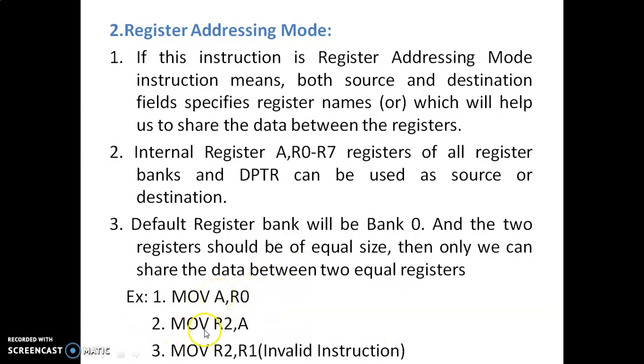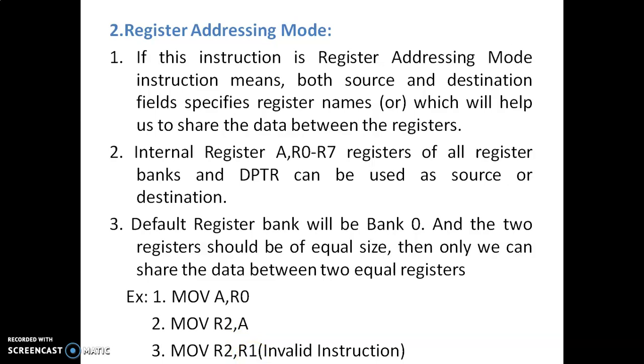Similarly, coming to the next one, we have taken MOV R2, A. This R2 again will be from default register bank 0 only, but the content which is there in the accumulator register will be transferred to the register R2. Coming to the third instruction, MOV R2, R1. It is an invalid instruction. This type of instruction is not there in the instruction set. Okay, this is about the register addressing mode.